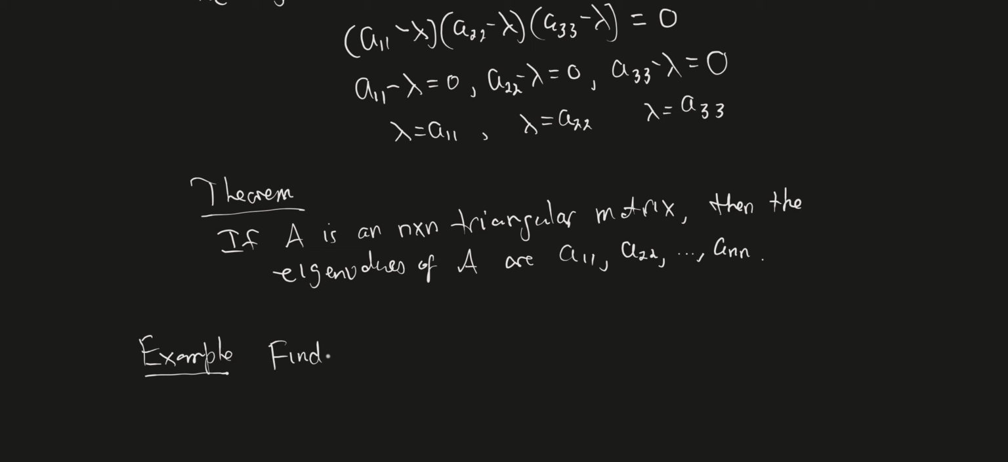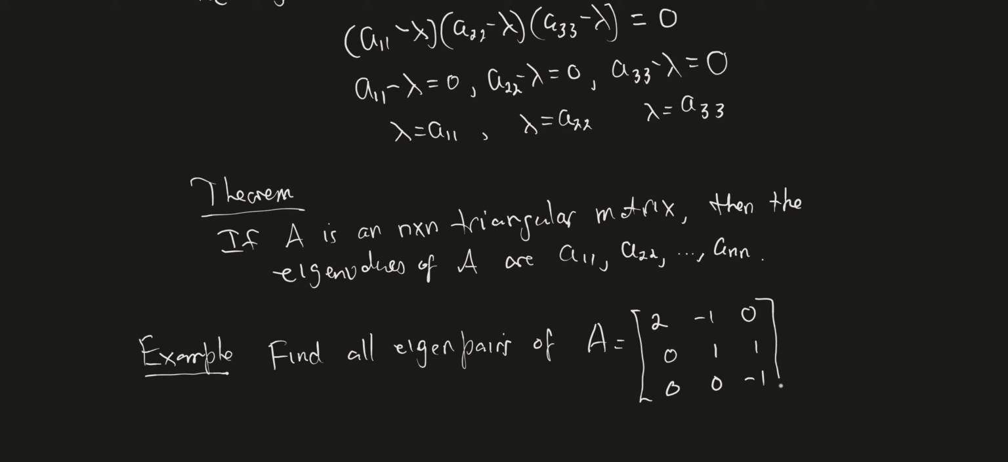So find all eigenpairs of, and here's our matrix, 2, -1, 0, 0, 1, 1, and then 0, 0, -1. Right, so there's our matrix A. And when it says all eigenpairs, we first have to find all the eigenvalues, and then for each eigenvalue, find the corresponding eigenvector. All right.